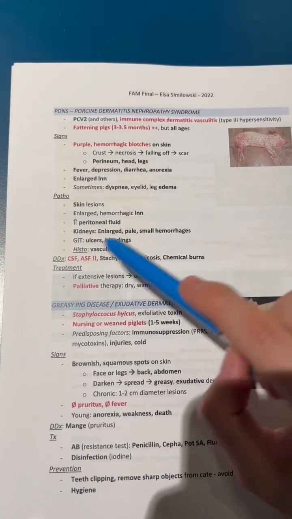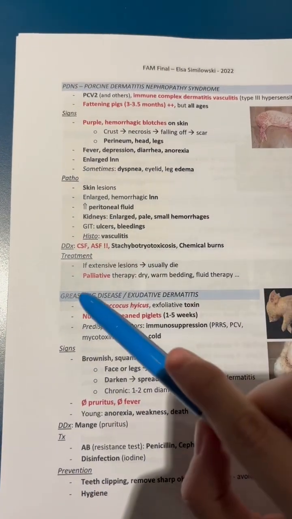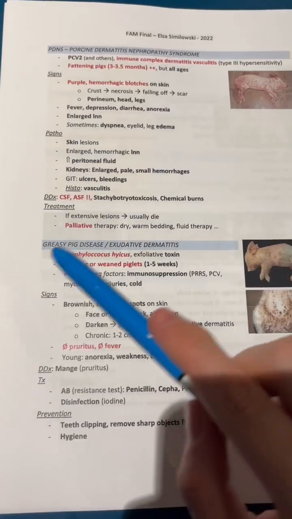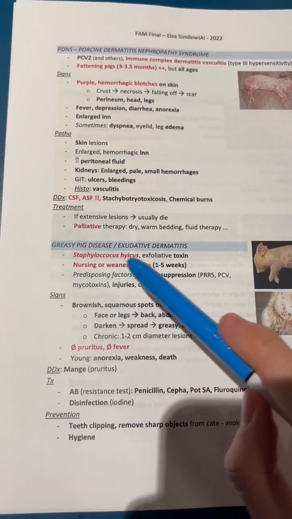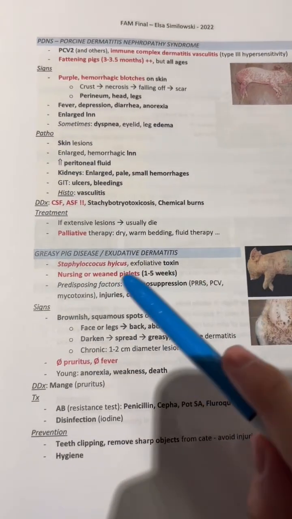Differential diagnosis can be classical swine fever or African swine fever. For the treatment, make sure there's palliative therapy, have dry, warm bedding, and fluid therapy. For greasy pig disease, also known as exudative dermatitis, it's caused by Staphylococcus hyicus. It produces an exfoliating toxin.